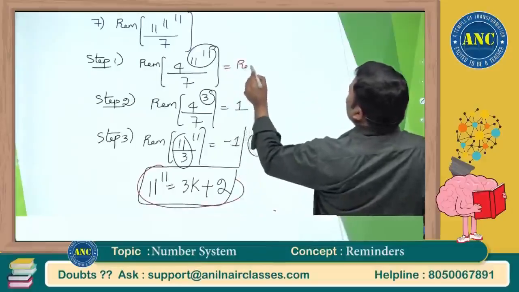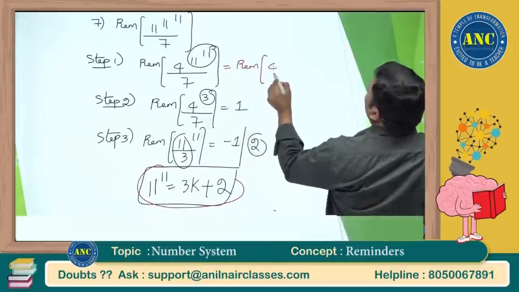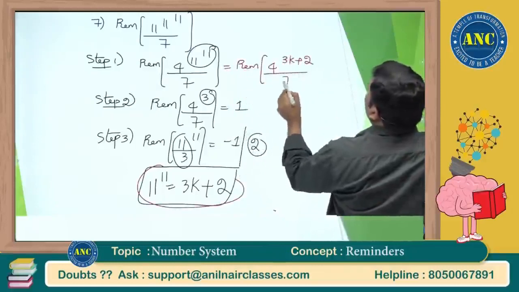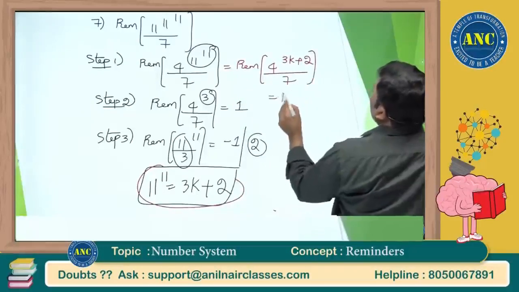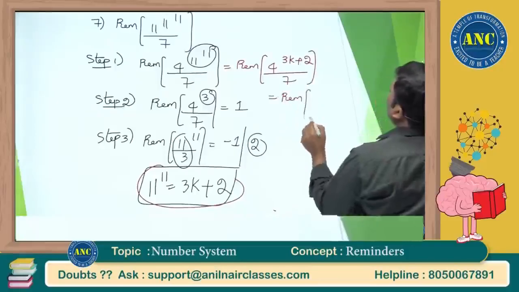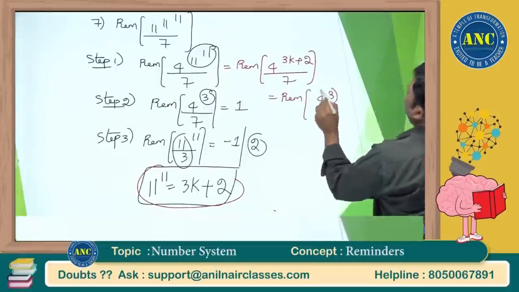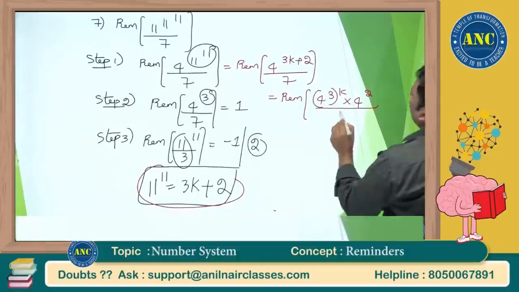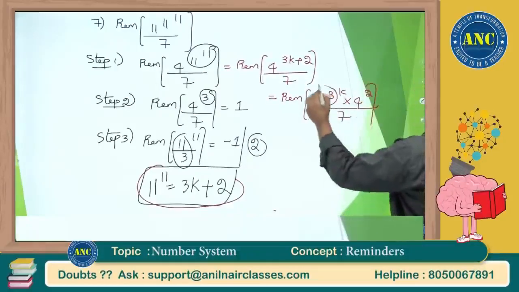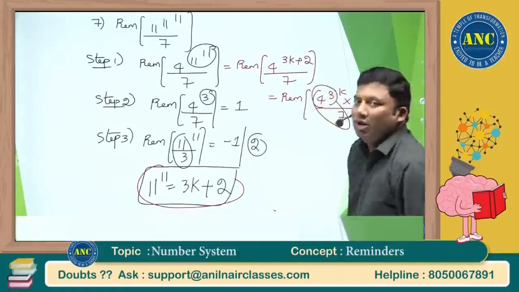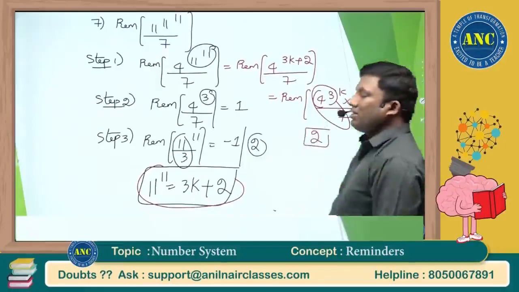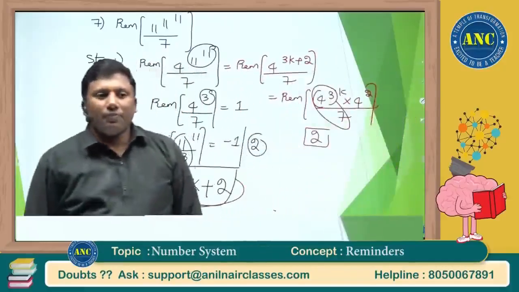3k plus 2. So these are nothing but 4 power 3k plus 2 divided by 7. So the remainder is 4 power 3 power k into 4 square divided by 7. 4 power 3 is 64. 64 divided by 7 gives 1. 16 by 7, 7 twos are 14. The answer for this question is 2.